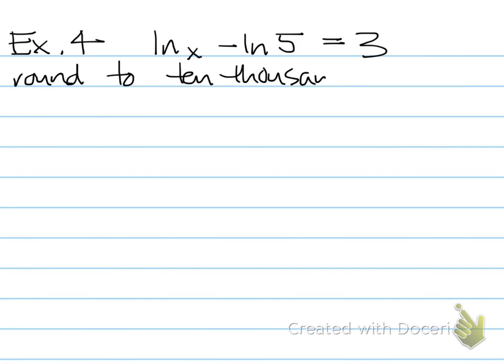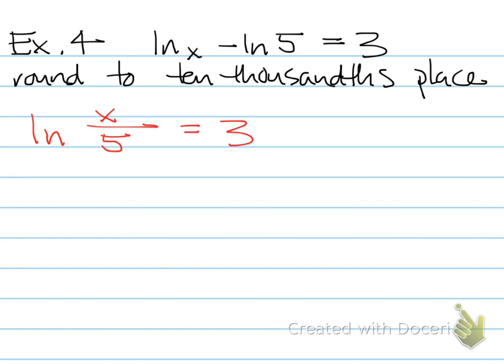In this example, we want to condense those two logarithms into one logarithm. So whenever you subtract two logs with the same base and you condense them into one logarithm, that's the same thing as dividing the first by the second. So to condense those two logarithms, we would have the natural log of x over 5 equals 3.